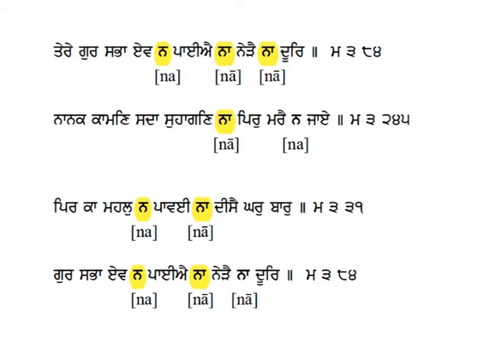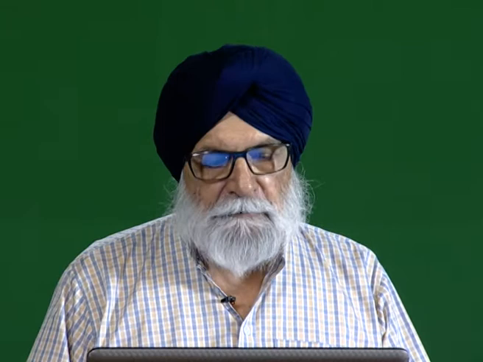You should realize, for example, in this line, "Nanak Kaman Sada Sohagan Na Pir Mare Na Jaye", and then there is another line, "Pirka Mahal Na Pavai Na Dise Karbar". In the first, the first "na" is with a long vowel, the second "na" is a short vowel. In the second line, the first "na" is a short vowel and the second is with a long vowel. So, obviously, reading this becomes complex and difficult, but there is no way out. The reader must read every word where there is a long vowel, pronounced long, and where there is a short vowel, pronounced short.